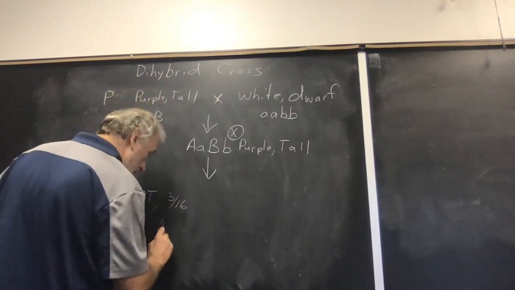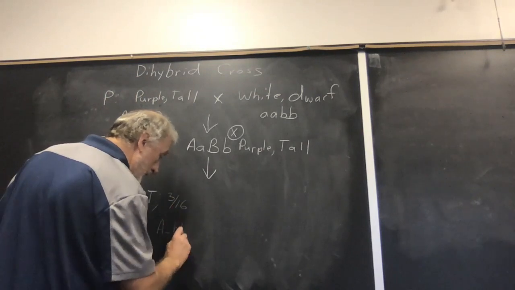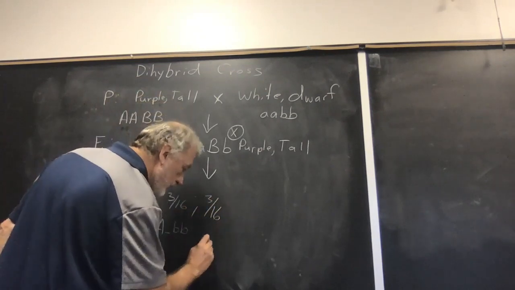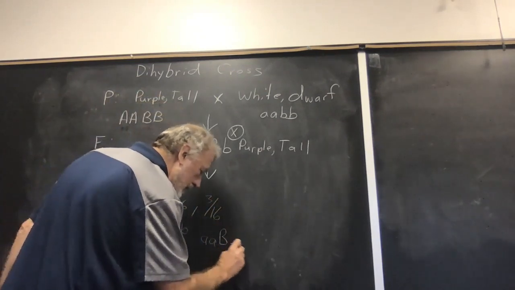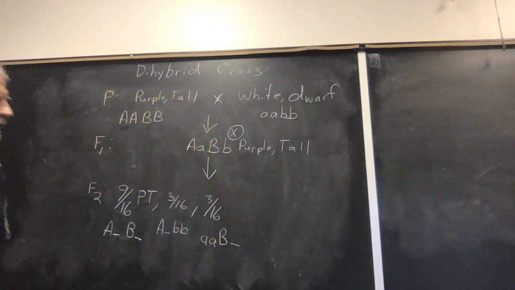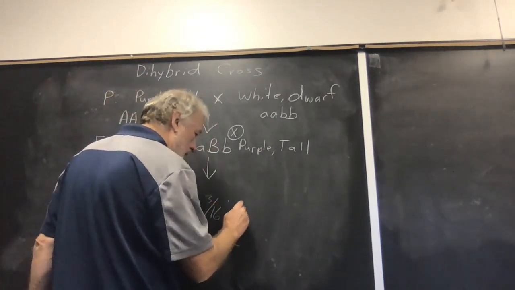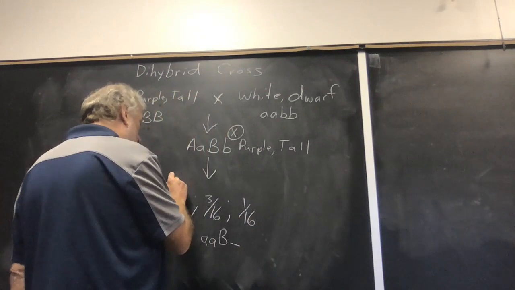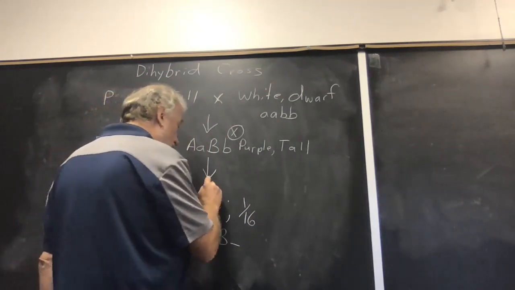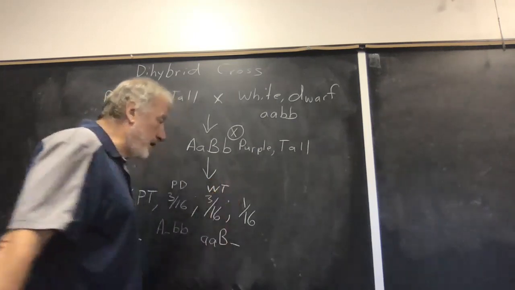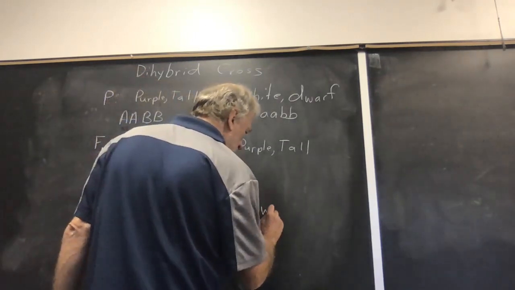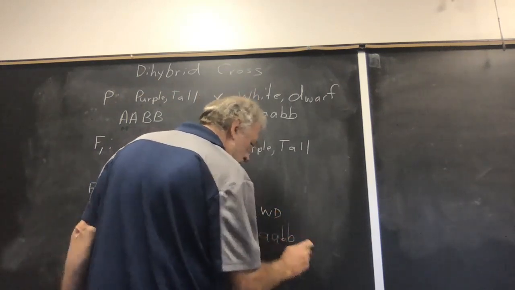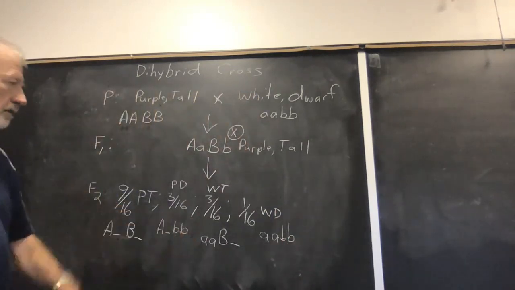3/16 will be purple dwarf. The other 3/16 will be white tall. And then 1/16 will be white dwarf, that is, little a, little a, little b, little b, or double recessive.